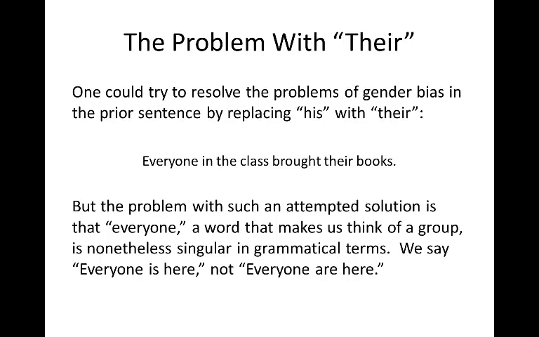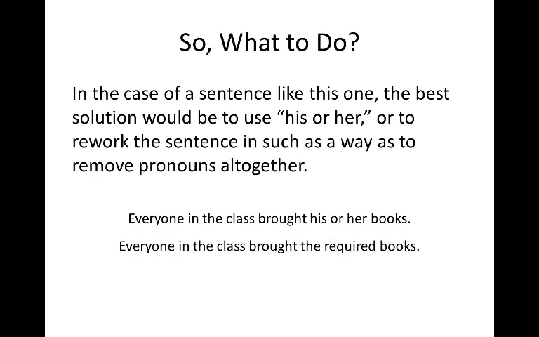Now, one could try to resolve the problems of gender bias in the prior sentence by replacing "his" with "their." "Everyone in the class brought their books." This is frequently a way I'll see people try to solve this problem. But the problem with such an attempted solution is that "everyone," a word that makes us think of a group, is nonetheless singular in grammatical terms. We say "everyone is here," not "everyone are here." So, what are we to do?